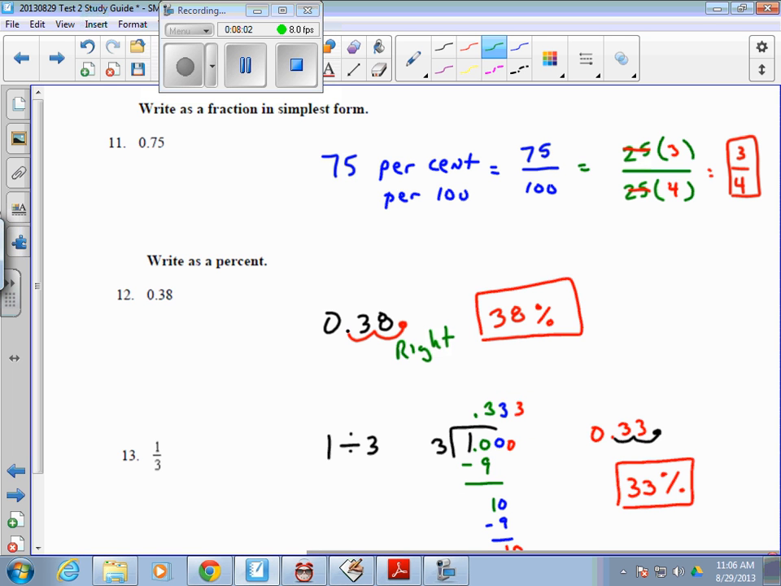1/3 is the same thing as 1 divided by 3. Again, a little long division for you. It starts repeating itself at 0.333 continuous. And since you have 0.33, move your decimal over 2 spots, written as an integer without the decimal, the 3 carrying on. 33%.